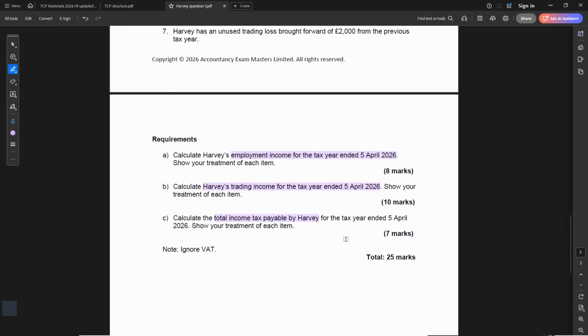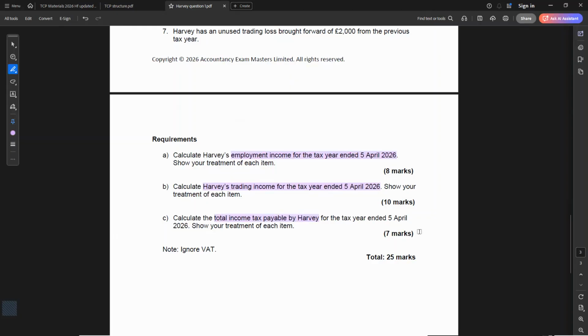So we can see we've got 3 parts to the question here, and we've been told to ignore VAT. The question in total is worth 25 marks. So this is the highest amount of marks available for a tax compliance and planning question in the exam. We've got 8 marks for calculating the employment income, 10 marks for looking at the trading income, and then 7 marks for bringing it all together, calculating the income tax payable and factoring in any other income that Harvey has.